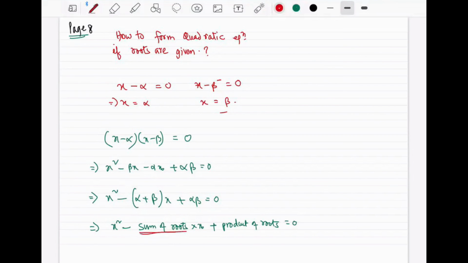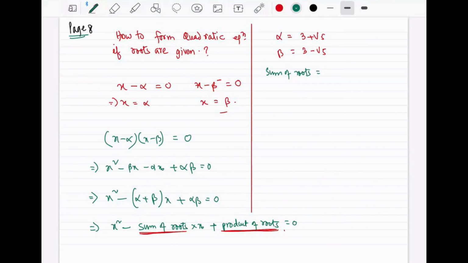Let's underline this portion. Okay, let's give an example in order to make it easier. Let's say you are given alpha is equal to 3 plus root 5, beta is equal to 3 minus root 5. What's the sum of roots here? You are not given the equation, you are given the roots only. Sum of the roots, that means you have to add them, alpha and beta. Okay, let's add them. 3 plus root 5 plus 3 minus root 5. Root 5 and root 5 are opposite signs. We can cancel them. 3 plus 3 is 6.